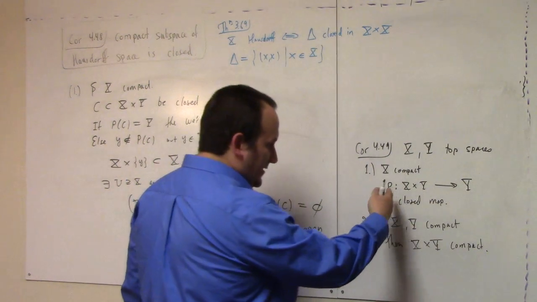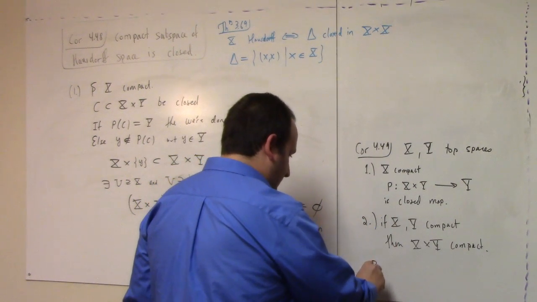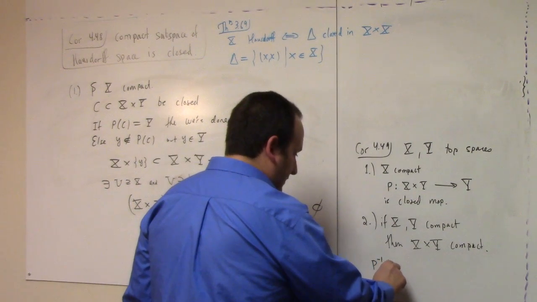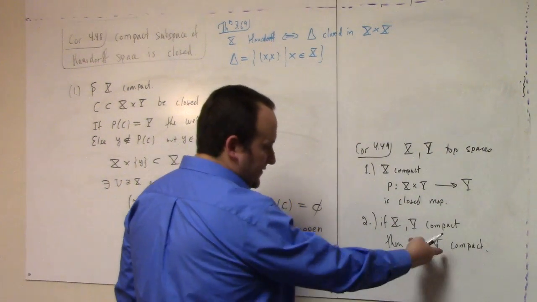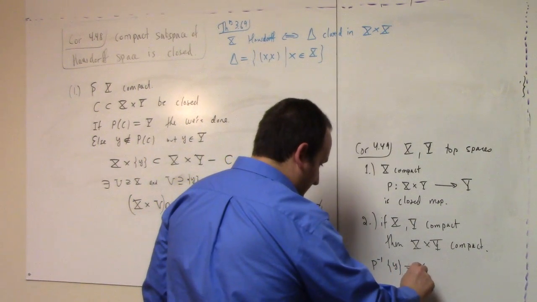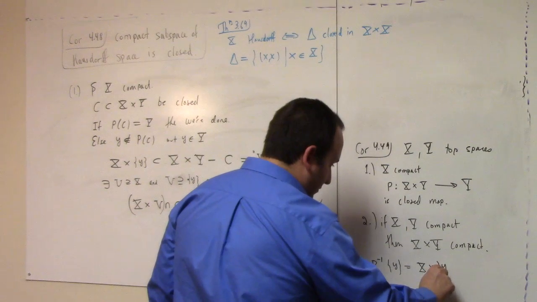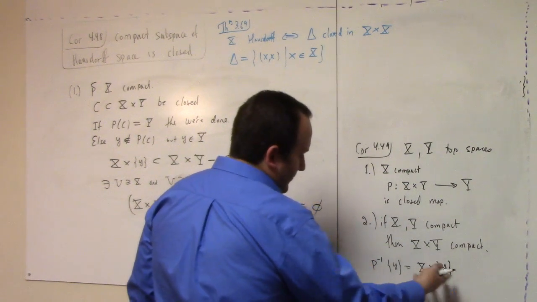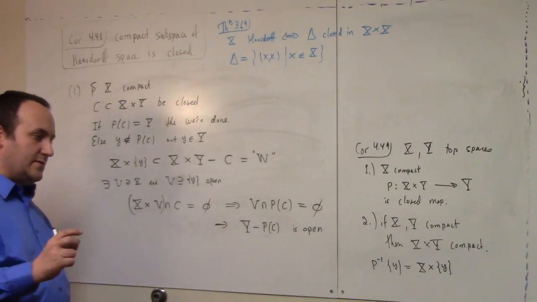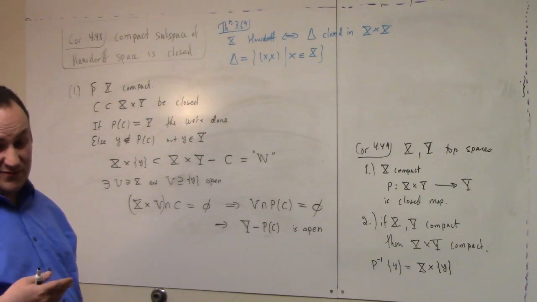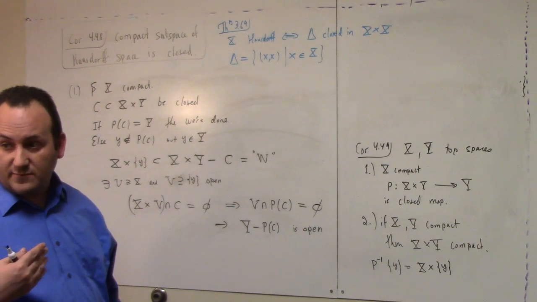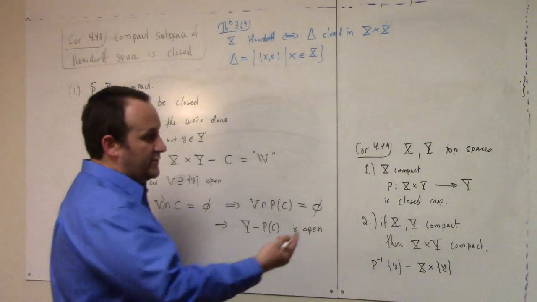So here, if you look at P inverse of anything in Y, what's the inverse image of something in Y? Well, it's exactly X cross the singleton Y. That's the fiber. These are the points which map to Y under the projection, and so theorem 4.44 said if those are compact, that implies that the domain is compact, provided the mapping's closed. Well, we just proved P is closed up here.